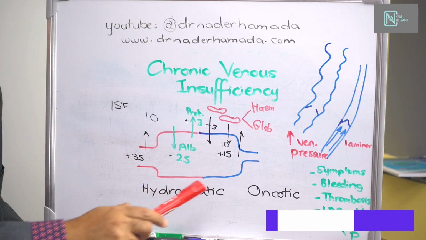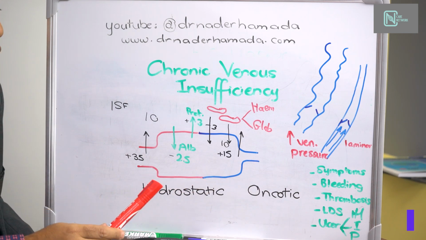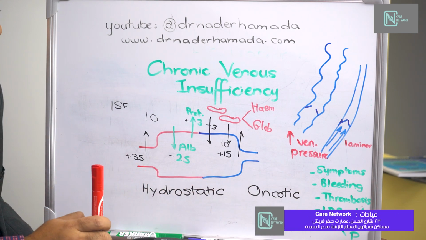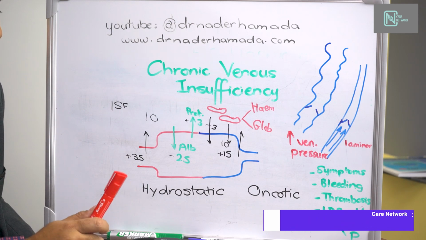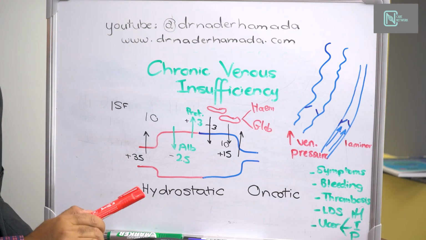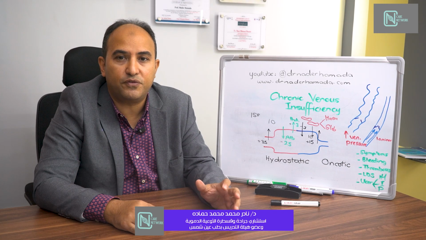If the ulcer starts to be deep, it might reach the periosteum of the bone, especially since the gaiter area is very close to the shin of the tibia. So if it reaches the bone, it might cause periostitis. Usually it will not proceed to osteomyelitis, but it will cause local infection in the periosteum, which is periostitis. So these are the main complications of chronic venous insufficiency.